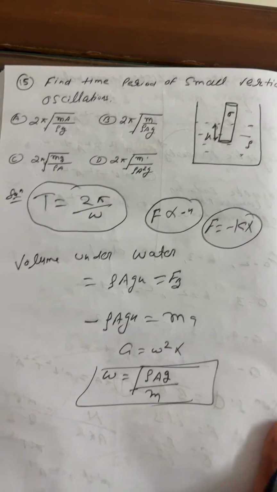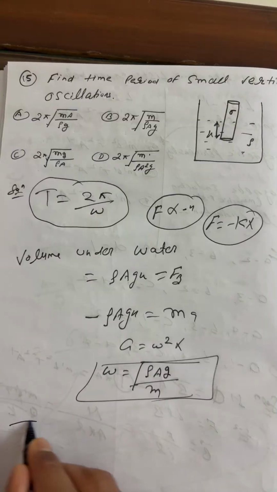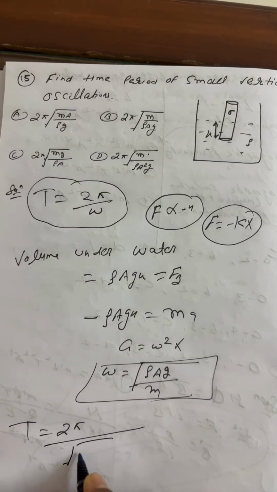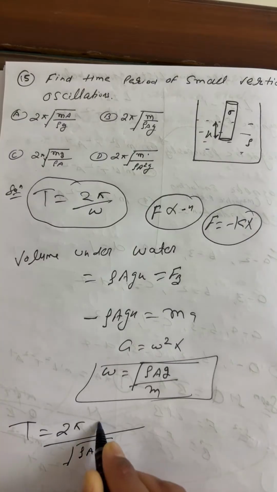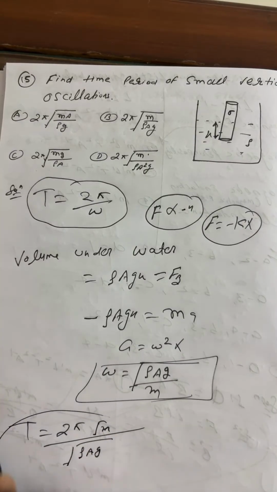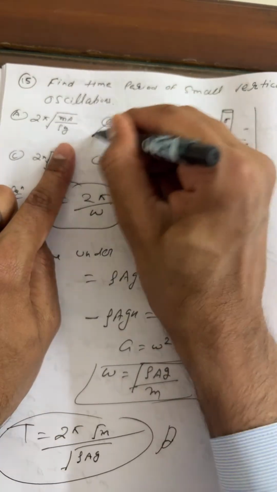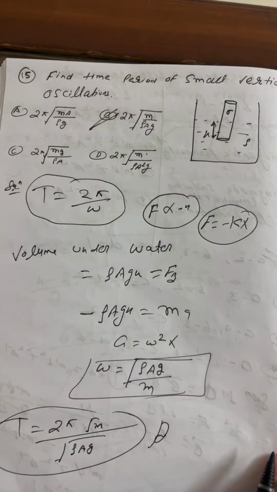This is simple, beta. I will feed this value into this equation. So this is 2 pi, and the time period is 2 pi root of m upon rho A g. So which option is correct? Option B is correct, my dear. It's a good question.